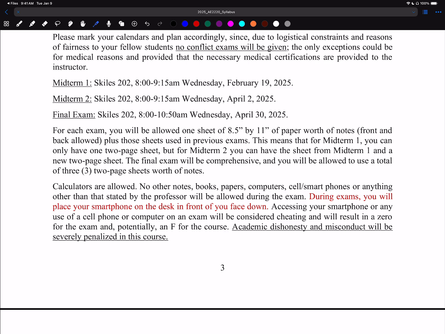During the exam, you're going to take your phone out and place it face down on the desk in front of you, and you will not be allowed to access it while you're working on the exam. Once you turn the exam in, then you can access it. But any use of it during the exam will be considered cheating and will result in a 0 for the exam and potentially a 0 and F in the course.